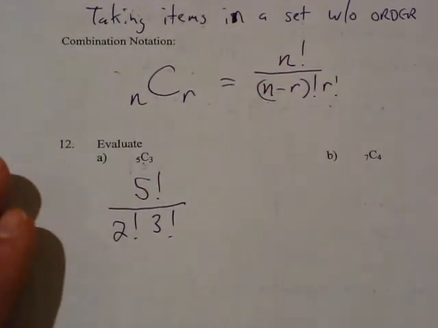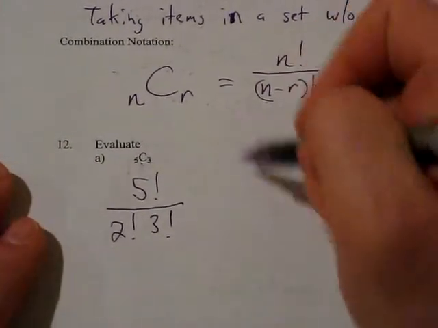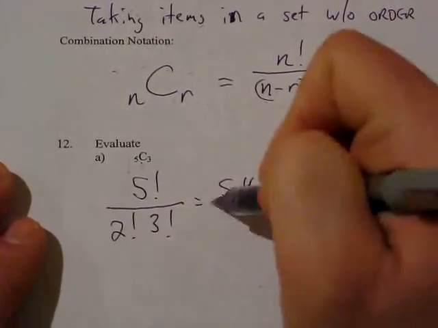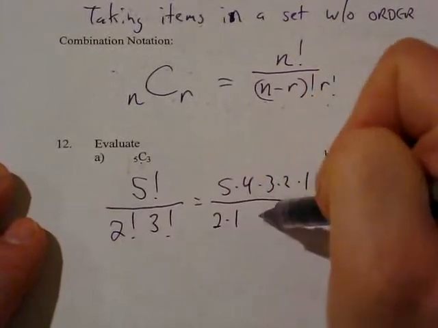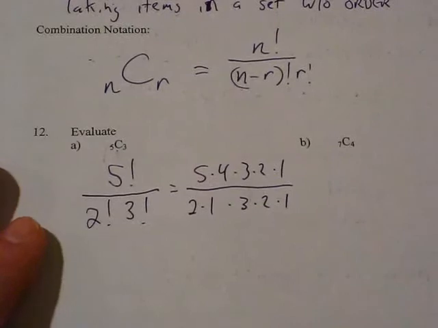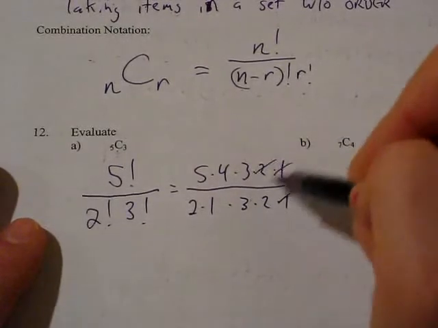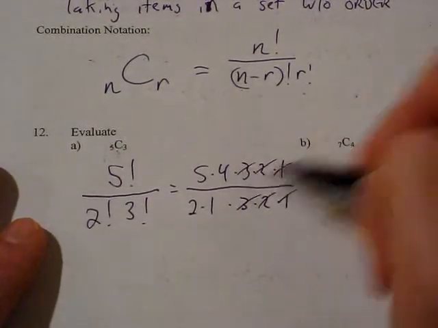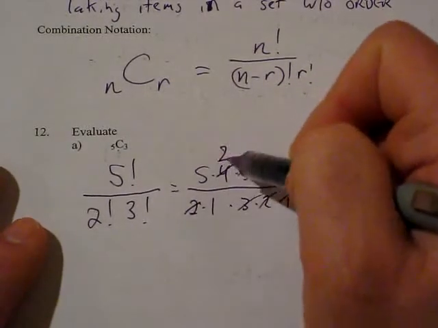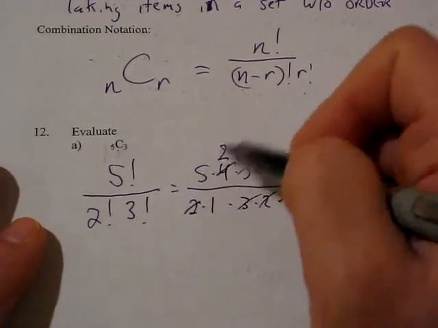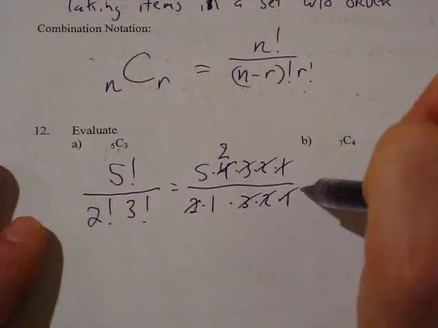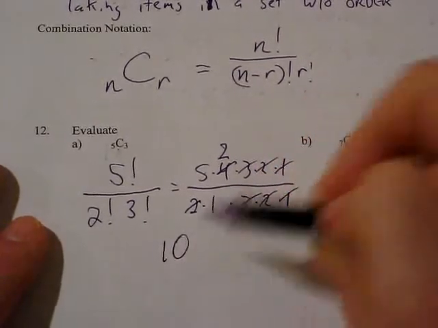Now let me write all these out and show you how things simplify very easily. The numerator is 5 times 4 times 3 times 2 times 1. The denominator is 2 times 1, and then 3 times 2 times 1. Look, we can do some simplification. 1 divided by 1, 2 divided by 2, 3 divided by 3, they're all 1s. And 4 divided by 2 is going to leave me a 2 up here. So 5 times 2 times 1 times 1 times 1 over 1 times 1 times 1 times 1 times 1 gives me 10 over 1, which is just 10.